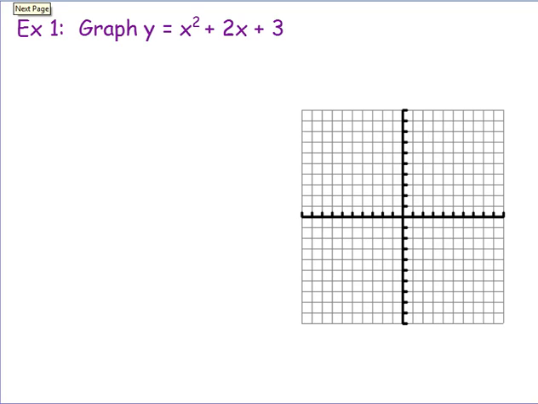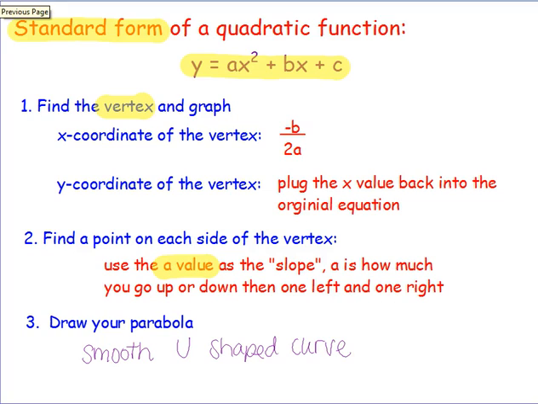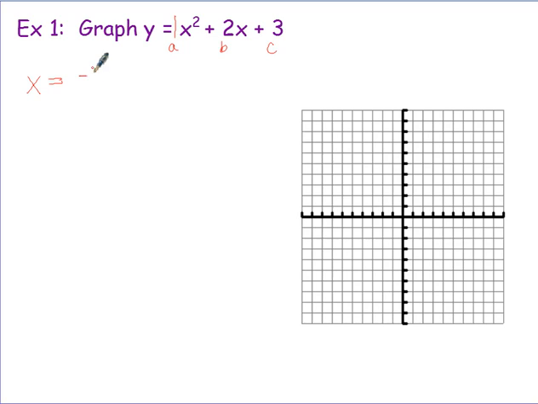So let's look at example 1. Now, if it is helpful to label A, B, and C, let's go ahead and do that. The imaginary number in front of x squared is a 1, so A is 1, B is 2, and C is 3. The first thing we need to do is find our vertex. To find our vertex, we start with x, and our formula is x equals negative b divided by 2a.